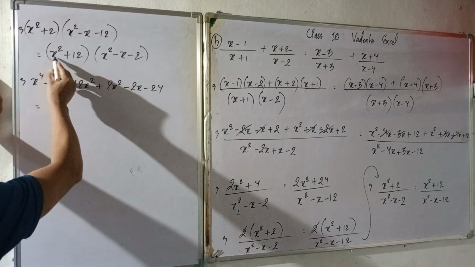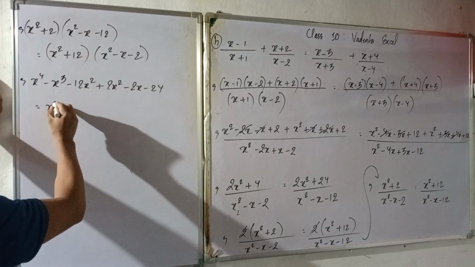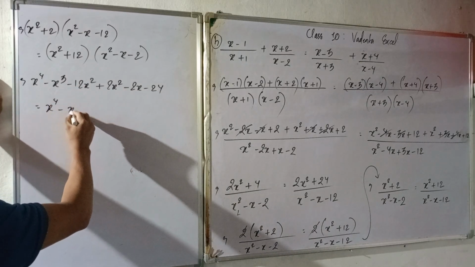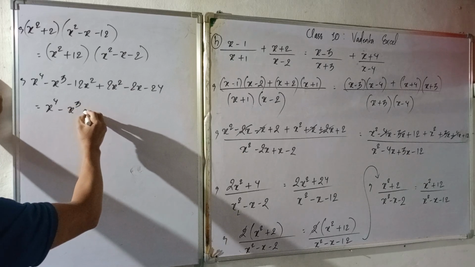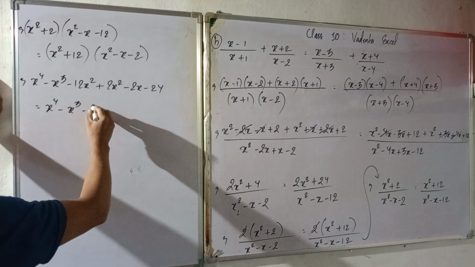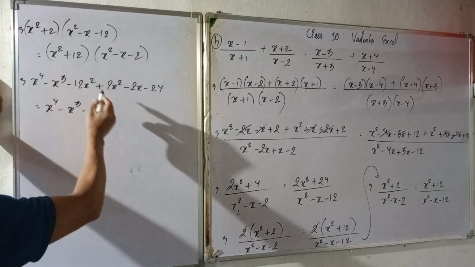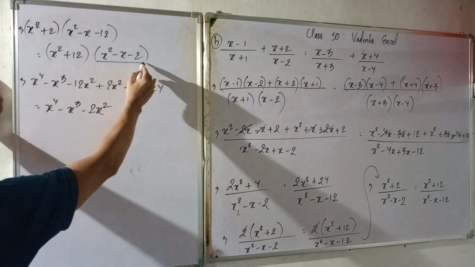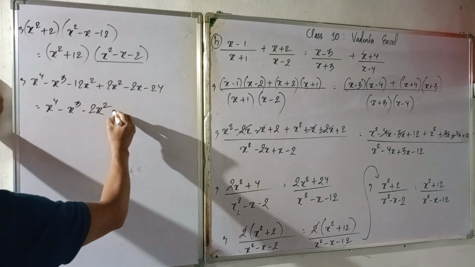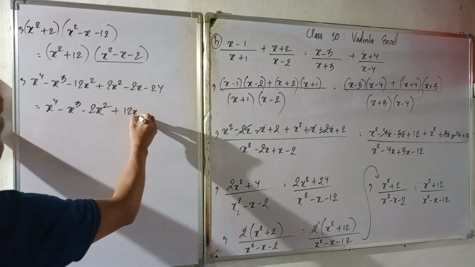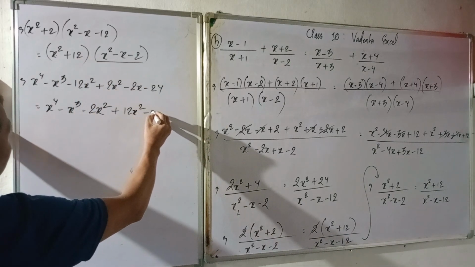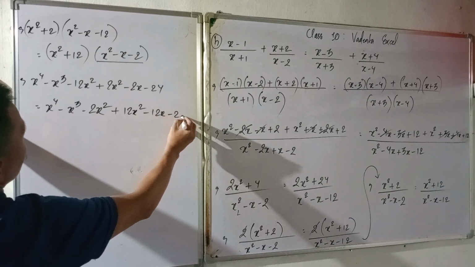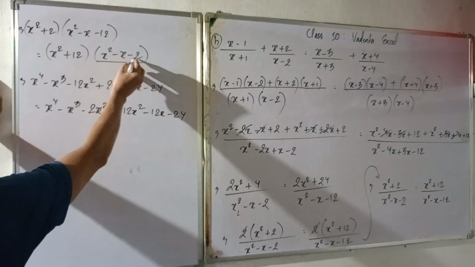Now similarly multiply this: x power 4 minus x cubed minus 2x squared, x squared should multiply the whole, and now plus 12x squared minus 12x minus 24, 12 into 2, 24.